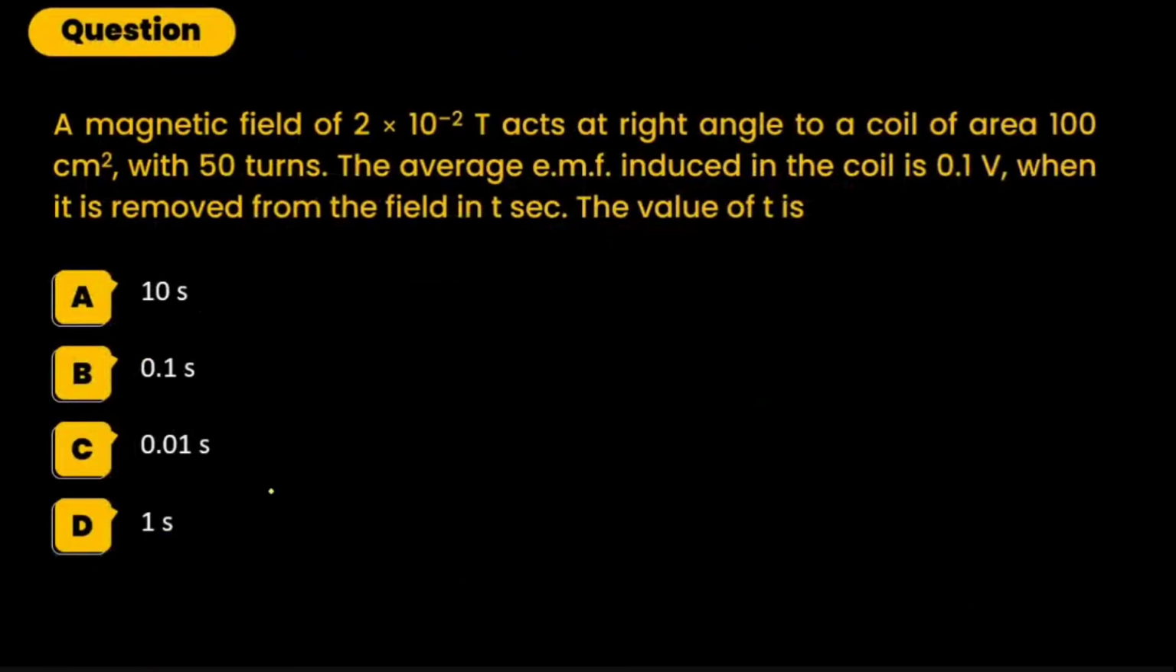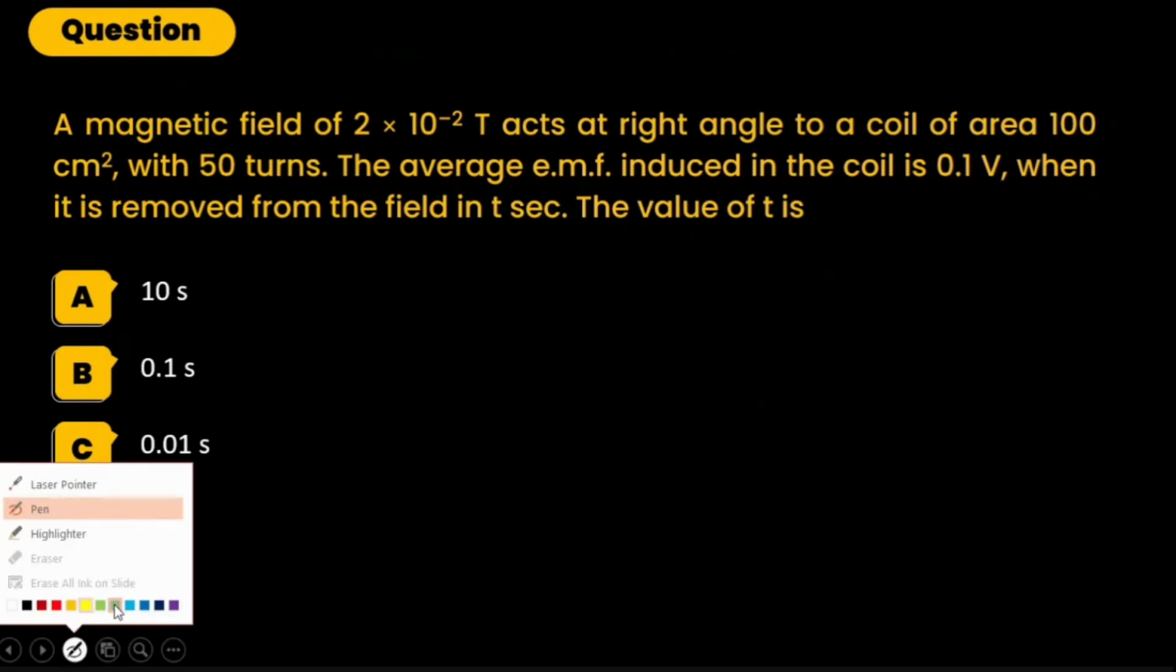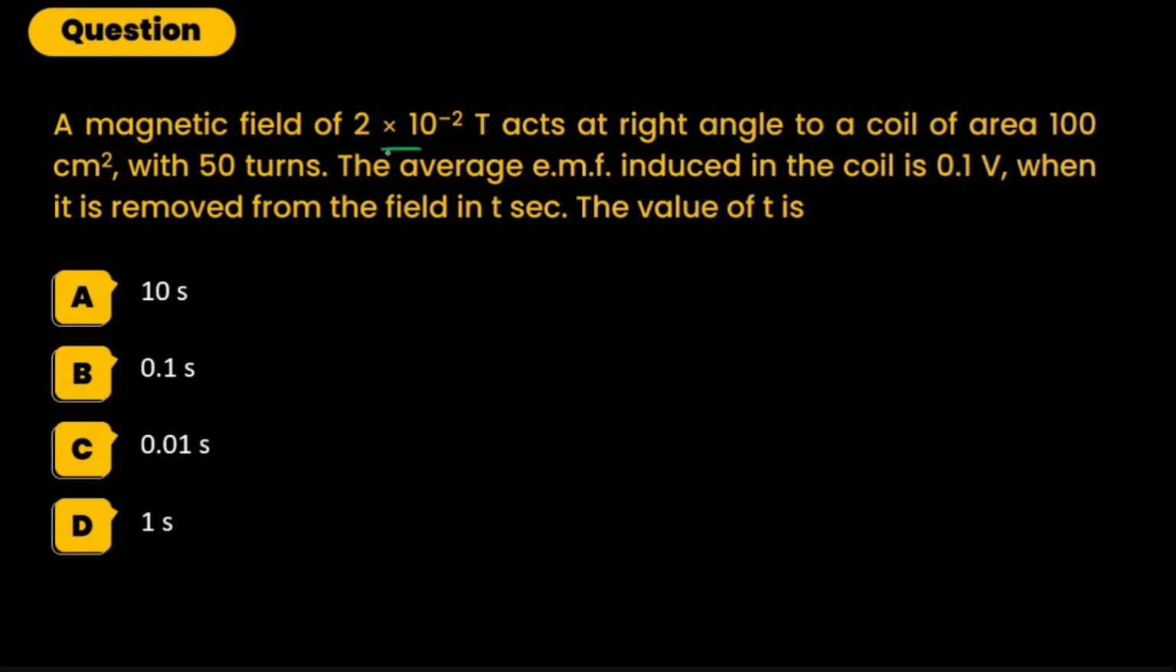So let us do a small problem on it so that we can understand it in a better way. Suppose there is a magnetic field given as 2 into 10 to the power minus 2 Tesla, which acts at right angle to a coil of area 100 centimeters square with 50 turns. So let us see what we have been given. We have been given the magnetic field as 2 times 10 to the power minus 2 Tesla. We have been given the area as 100 centimeters square. Can you convert this 100 centimeters square into meter squares?